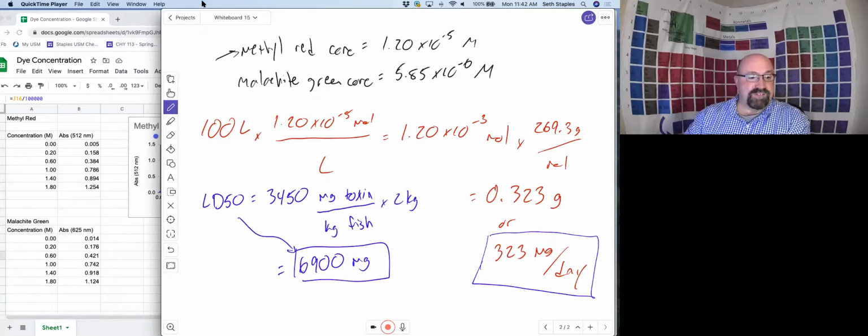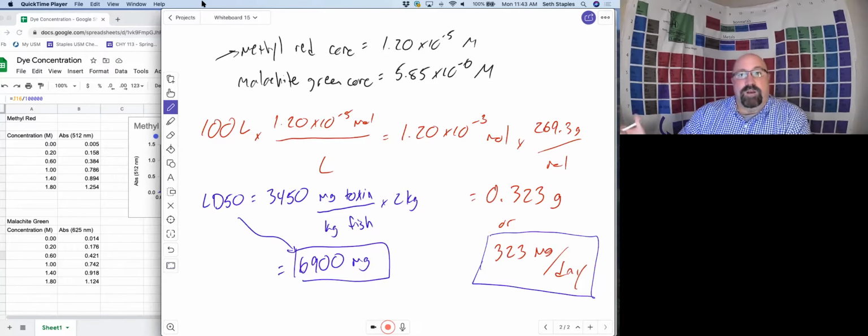And so at a best guess here, we could say that methyl red probably is not up to a lethal dose, but again, we don't necessarily know if it bioaccumulates. And so methyl red would not be a lethal dose unless it bioaccumulates, in which case over time, it would build up and then be lethal to the fish.